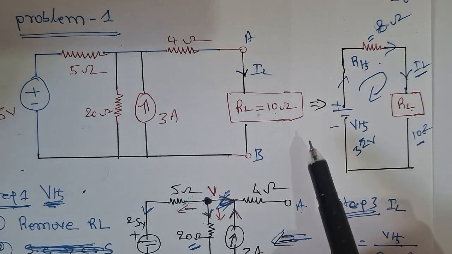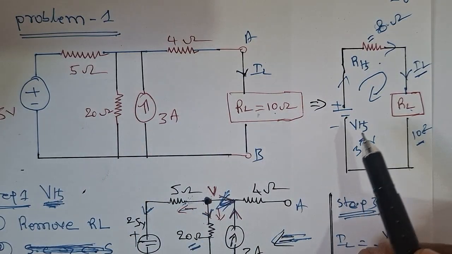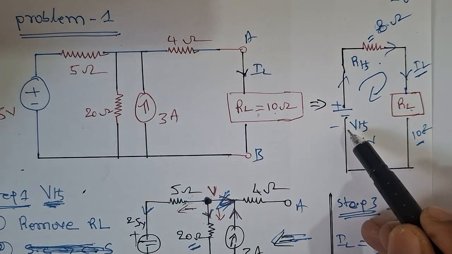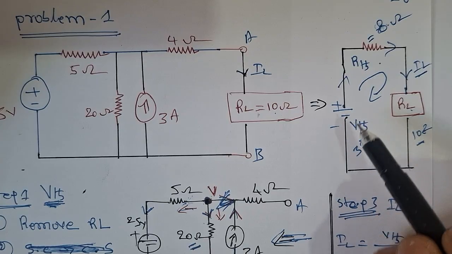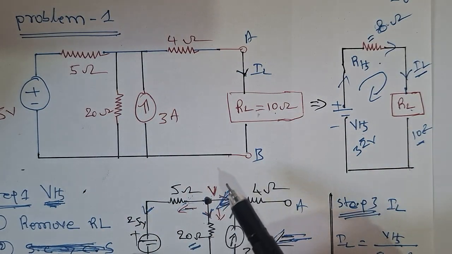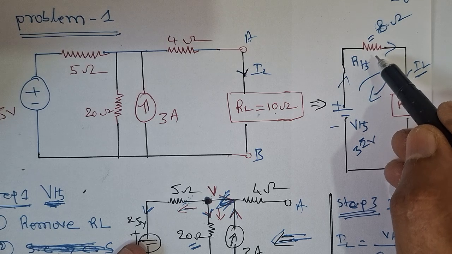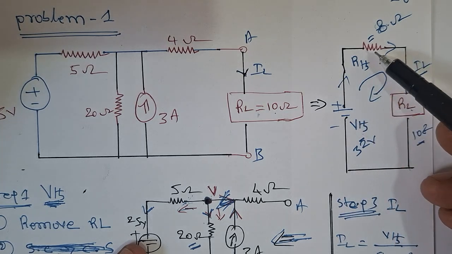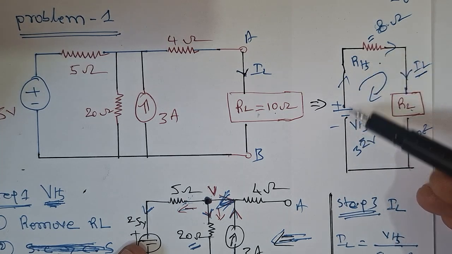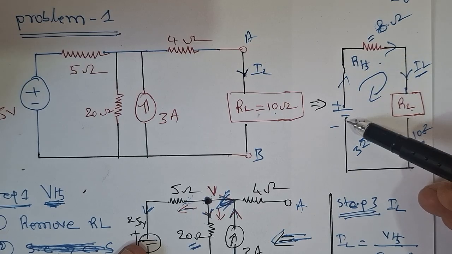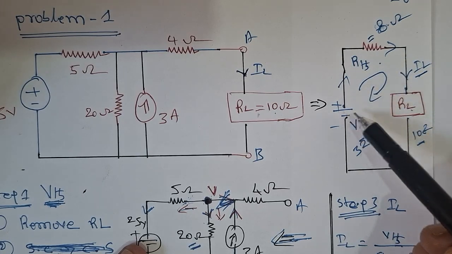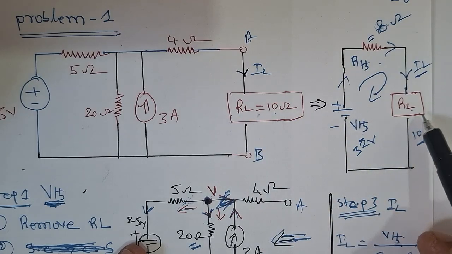What is the statement? The voltage sources can be replaced with a single voltage source, that is called VTH, and all the resistances can be replaced with a single resistance called RTH, and VTH and RTH should be in series. This is the statement of Thevenin's theorem. So this is the equivalent circuit diagram and the load resistance will be the same.